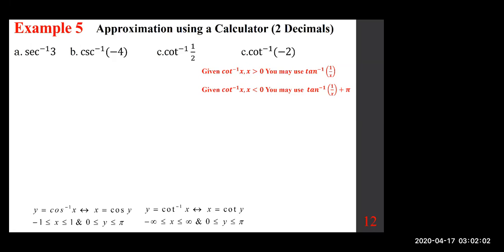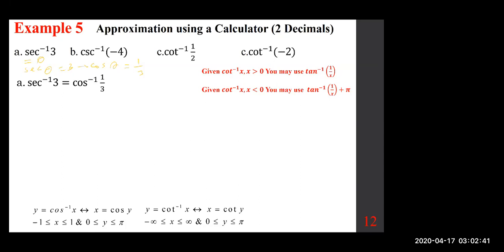Let's start with the very first one. Secant inverse 3 is the same as cosine inverse 1/3. Is everybody following what happened here? You can say this is theta. That means secant theta is 3. That means cosine theta is 1/3.